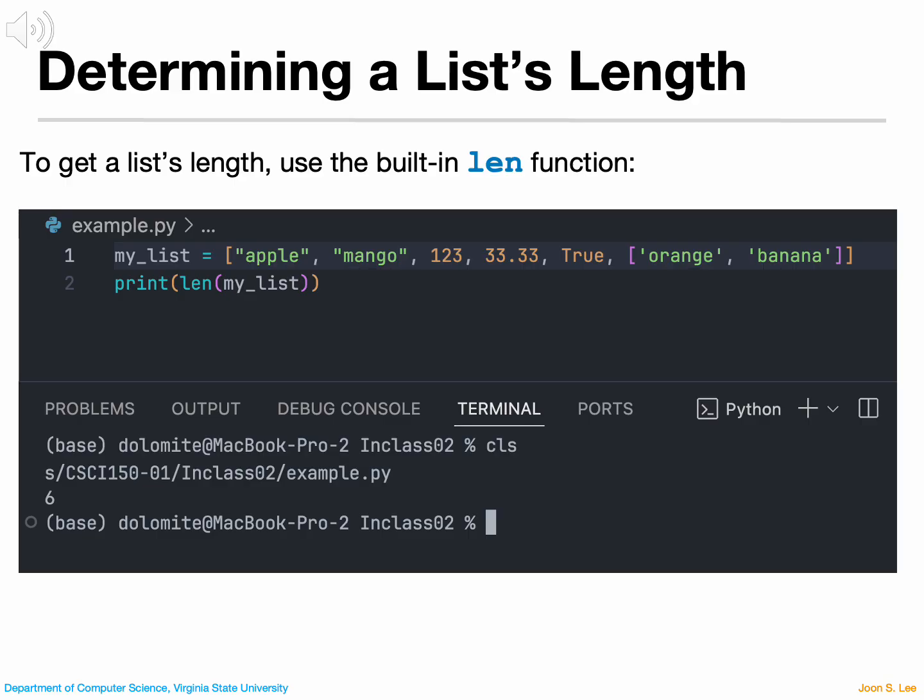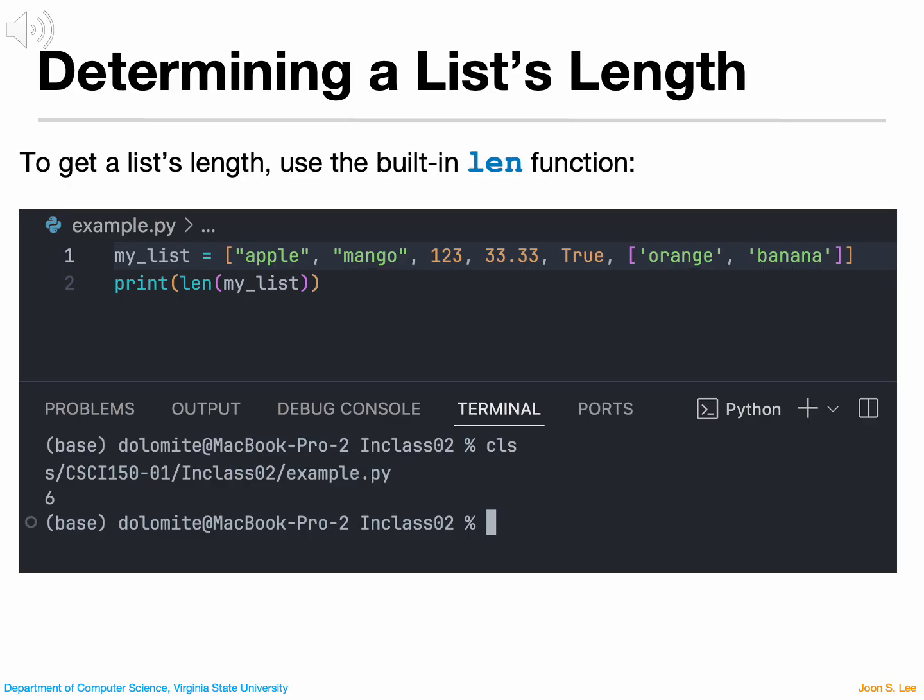Now, what do you think the length will be? Even though there's a list inside the list, Python still counts that entire inner list as one single element. So the total length of this list is 6. That's an important concept to remember. The length function only counts the top-level items in the list. It doesn't go inside nested lists or count their elements separately.